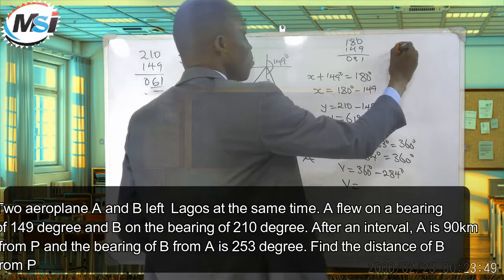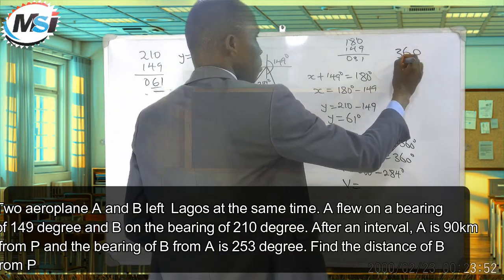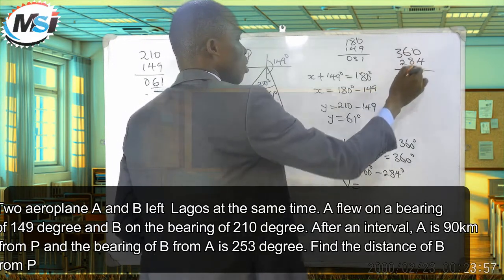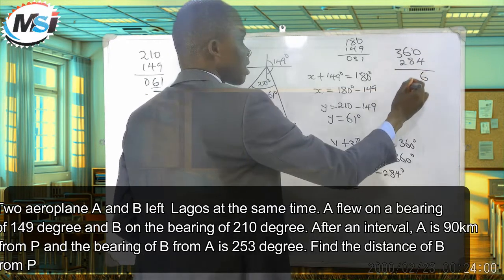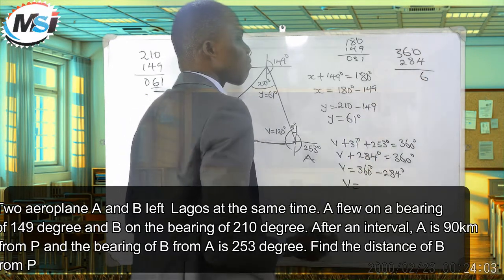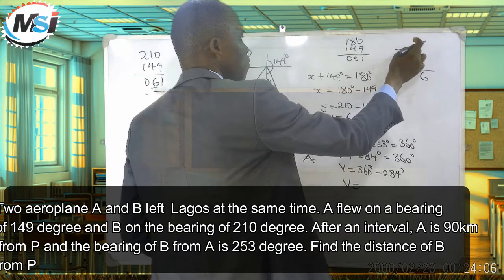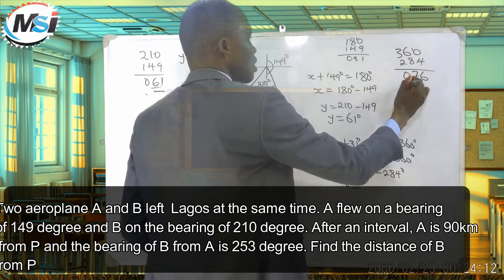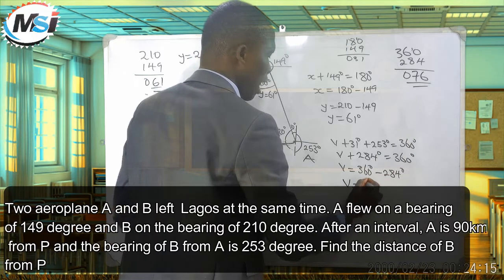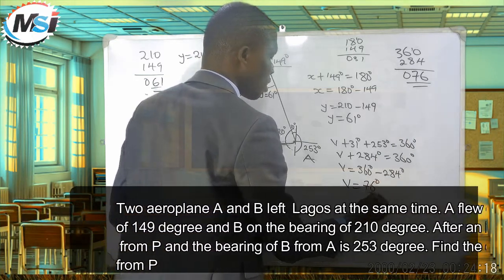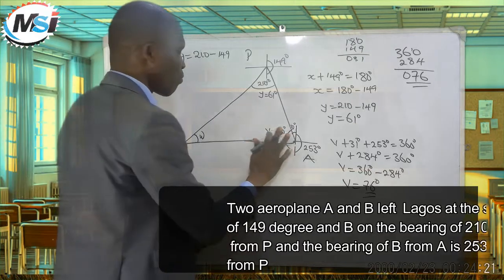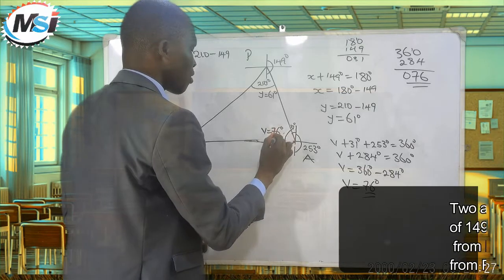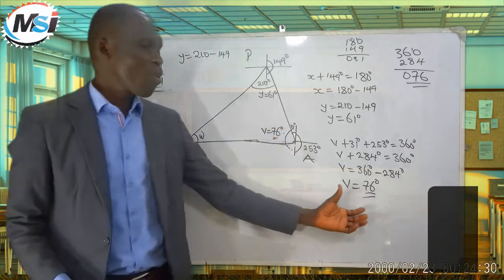So let's subtract it. 360 minus 284. Now, get 1 from here, we are going to have 10. 10 minus 4 will give us 6. And this one will turn to 5. Get 1 from here, we are going to have 15. 15 minus 8 will give us 7. This one is 2. 2 minus 2 will give us 0. So that is telling you that V will be 76 degrees. Pardon me for that. So this will be the value of our V.